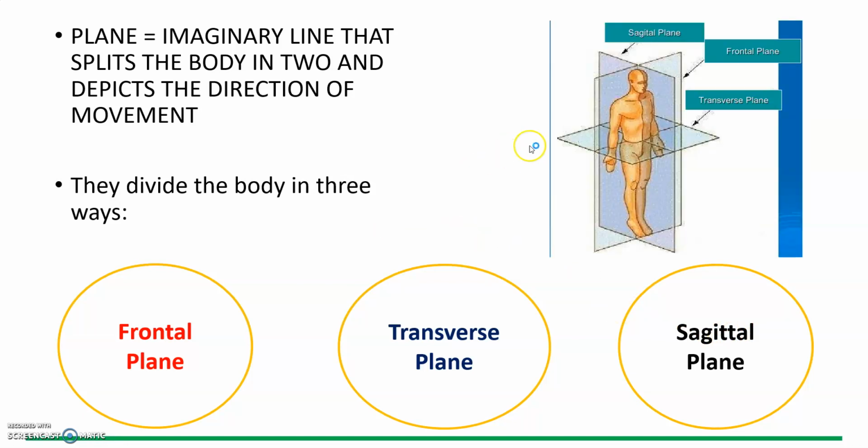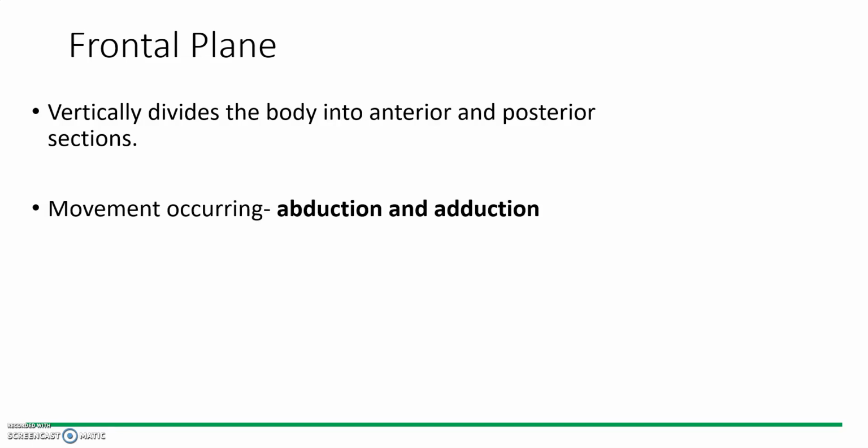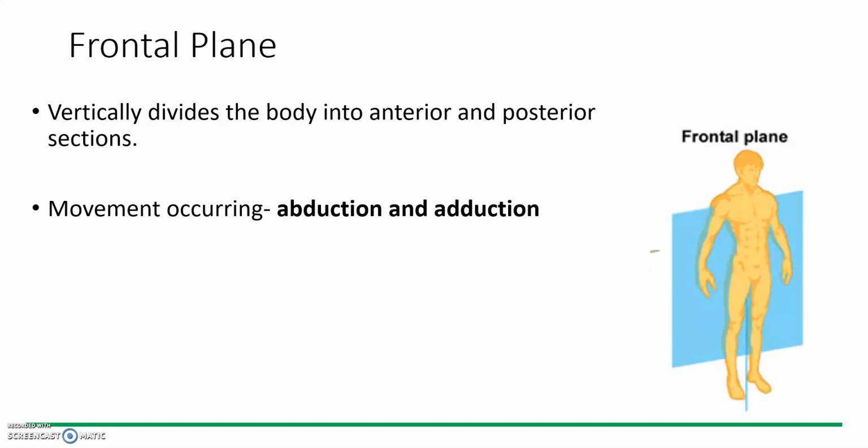So the frontal plane. If you wish to pause the video, you can have a look at that diagram, but we're going to move on. So hopefully this supplements your learning. It divides the body into anterior and posterior sections. Anterior is the front, posterior being the behind. Movement occurring is abduction and adduction. So if this gentleman here raises his arm to abduct away from the midline of the body along that plane and then adducts, that movement is occurring there.